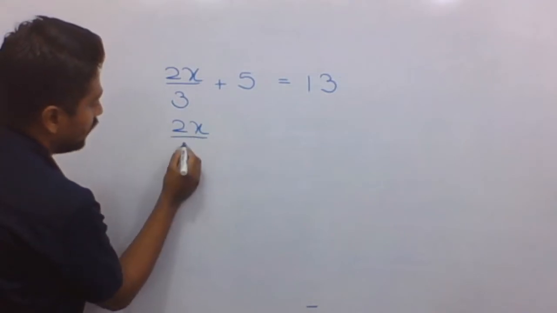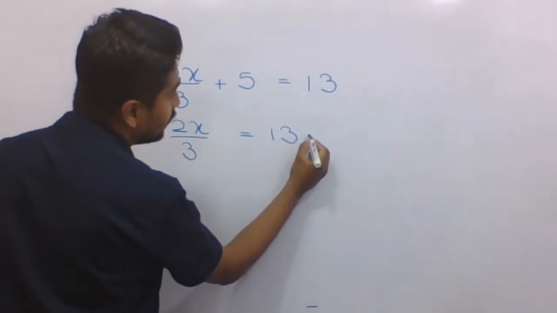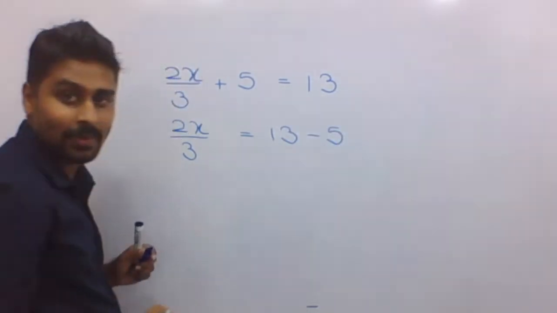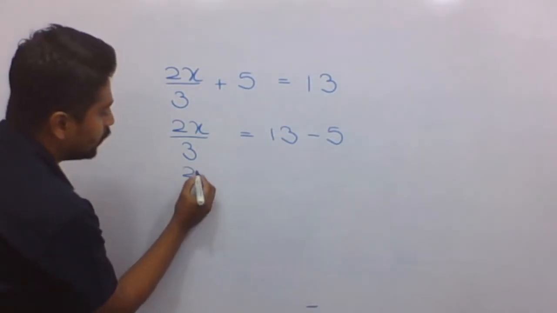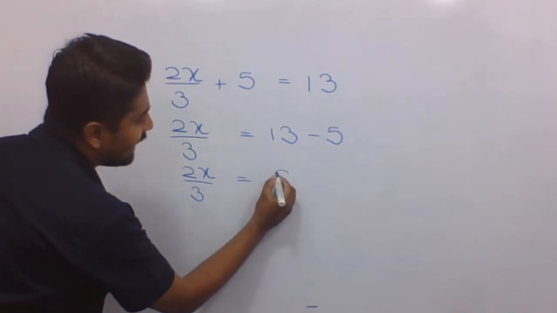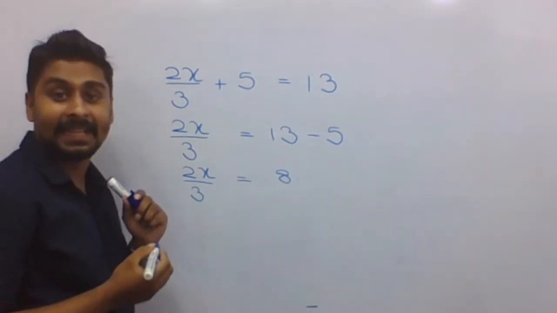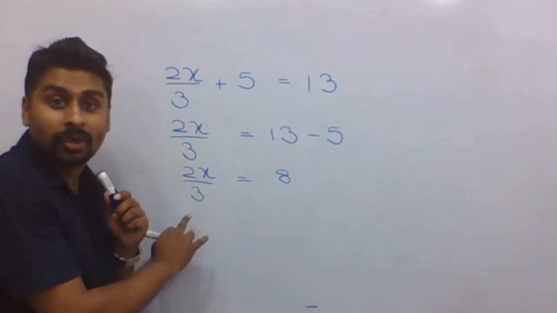2x over 3. Here you know that it goes as what? It goes as -5. No? Because this is plus 5, no? It goes as -5. So 2x over 3 equal, this is what? 8. This is what? 8. Now I am going to remove 2 and 3. I think it is better to remove 3 first.